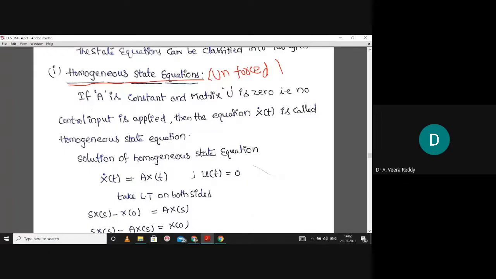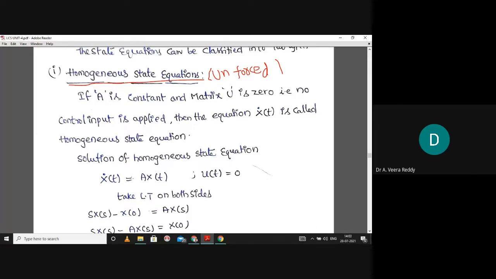That means no control input is applied. Then the state equation x dot of t is called a homogeneous state equation. So whenever you say there is an unforced system, the state equation can be represented as x dot of t equal to Ax of t.